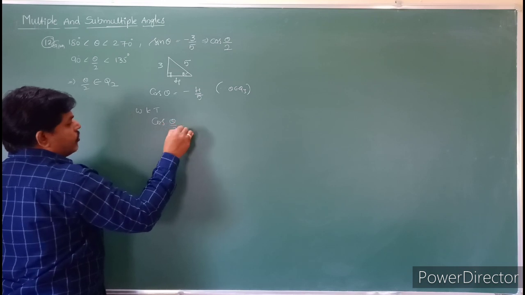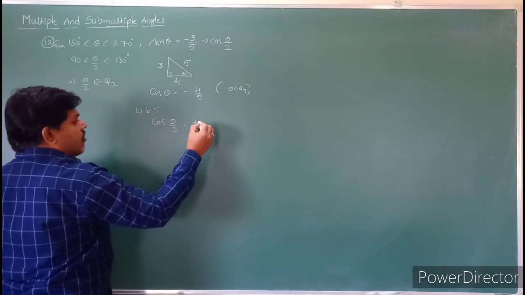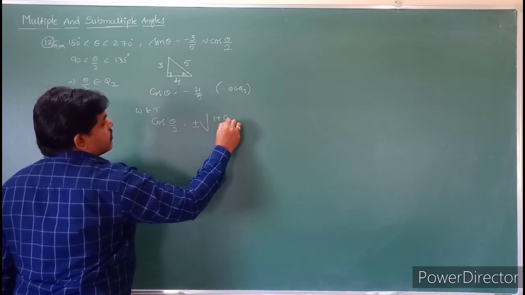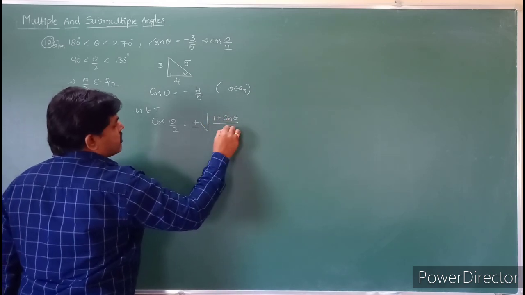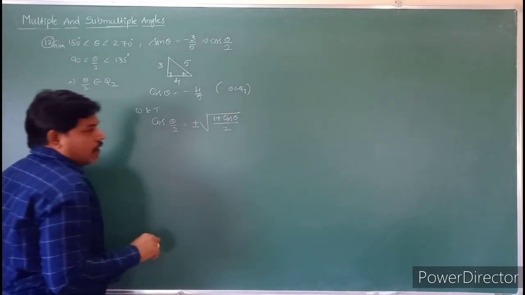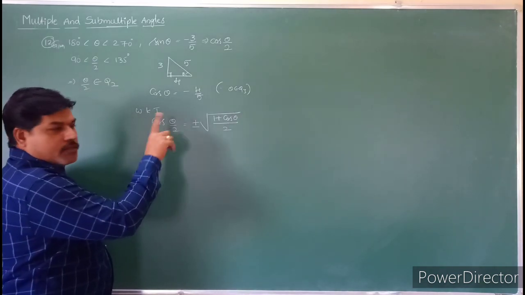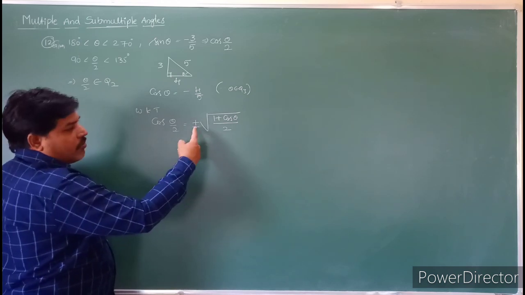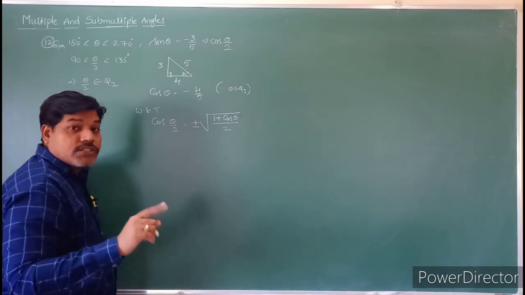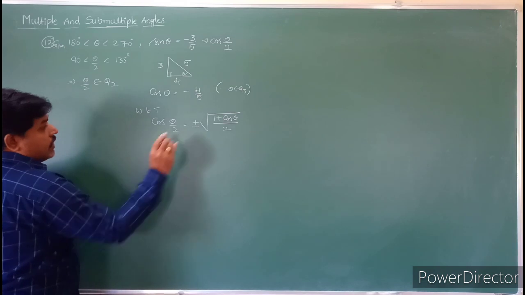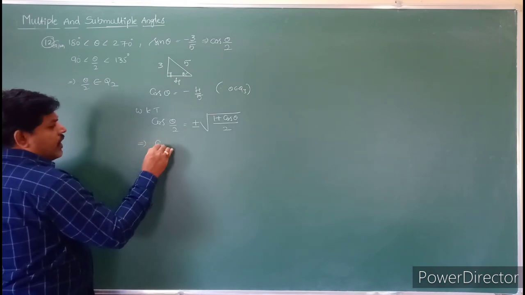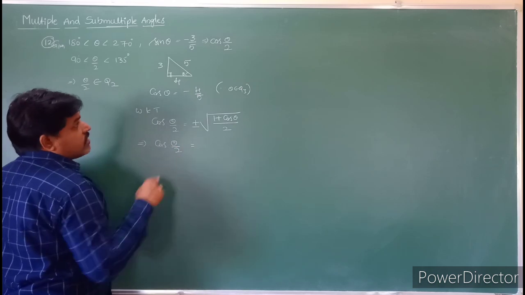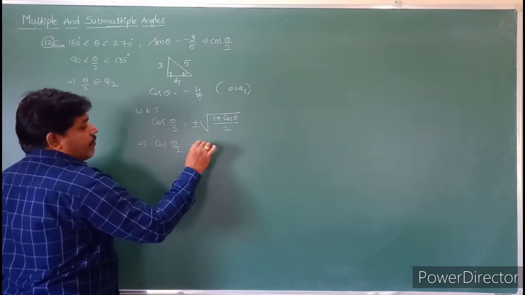Cos theta by 2 is equal to plus or minus square root of 1 plus cos theta by 2. Cos theta by 2 formula, what is it? From the half angle formula, cos theta by 2 is equal to plus or minus square root of 1 plus cos theta by 2. And here that implies cos theta by 2 is equal to, I am taking the minus.